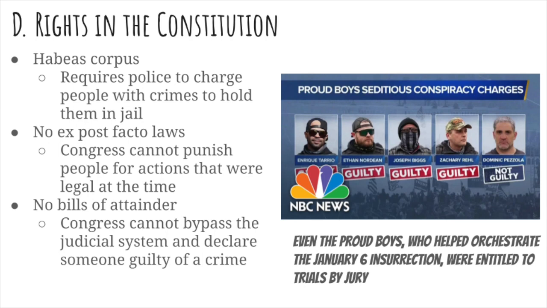The last right in the Constitution that's protected I want you to be familiar with is the concept of bills of attainder. Congress is not allowed to pass a bill of attainder, which is basically a law that bypasses the judicial system and directly sentences someone to a crime. So just a reminder that you're innocent until proven guilty in our legal system, and that even literal traitors like the Proud Boys are deserving of trials by jury and the basic protections that are enshrined in the Constitution.